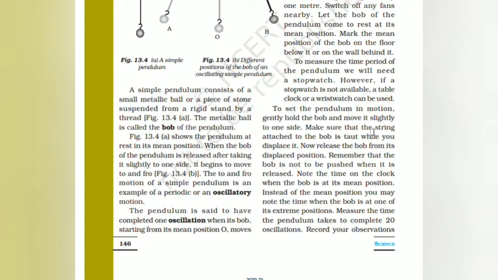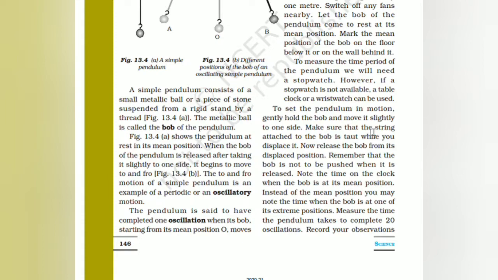To set the pendulum in motion, gently hold the bob and move it slightly to one side. Make sure that the string attached to the bob is taut while you displace it. Now release the bob from its displaced position. Remember that the bob is not pushed when it is released. The to and fro motion of the bob has to be counted and the time has to be noted. Note the time of the clock when the bob is at its mean position. Instead of the mean position, you may note the time when the bob is at the extreme positions.